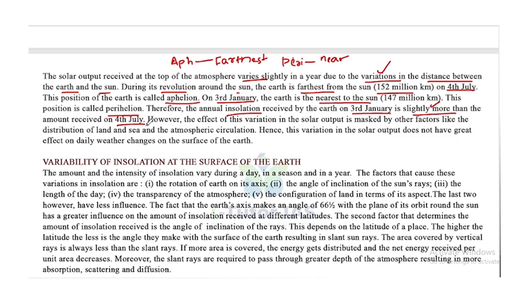However, the effect of this variation in the solar output is masked by other factors like the distribution of land and sea and the atmospheric circulations. Hence, this variation in the solar output does not have a great effect on daily weather changes on the surface of Earth.